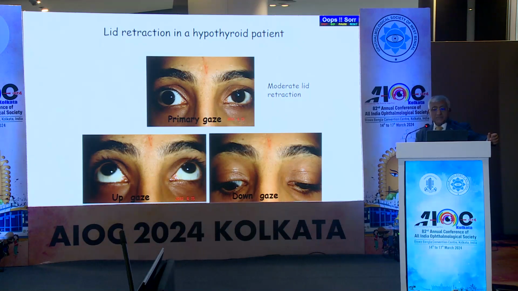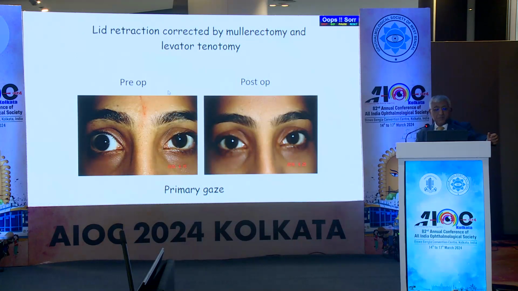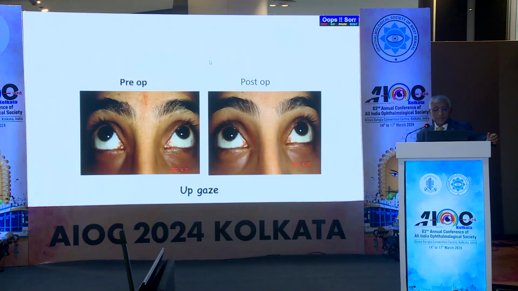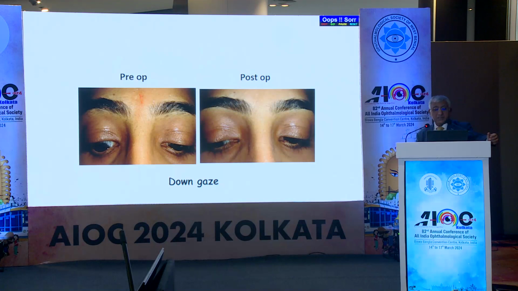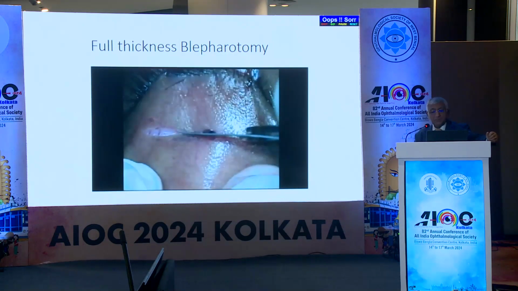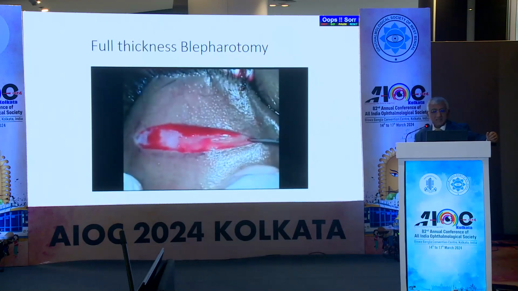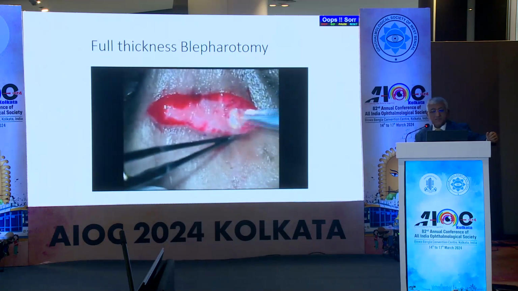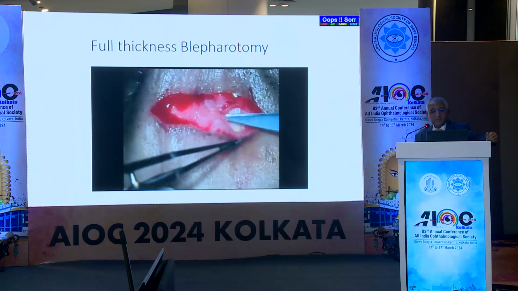So examples are a moderate lid retraction where we have corrected, this is the moderate retraction that you see here. It's about 3 millimeters, 3.5 millimeters, and this is the post-op result after Müllerectomy and levator tenotomy in up gaze, down gaze. So full thickness blepharotomy is the procedure for the more severe cases. Anywhere between 3 and 5, I would probably go ahead with full thickness blepharotomy.